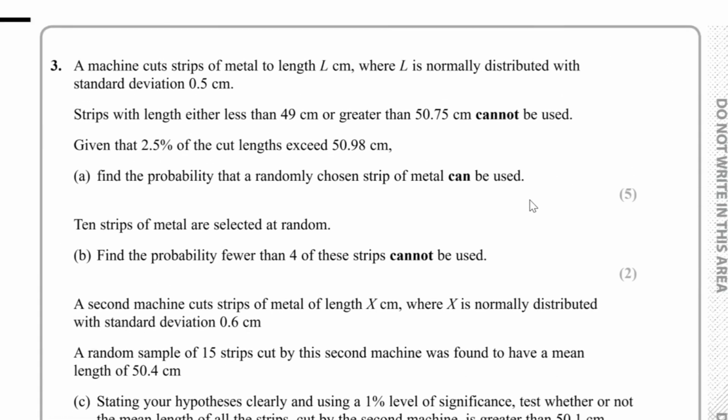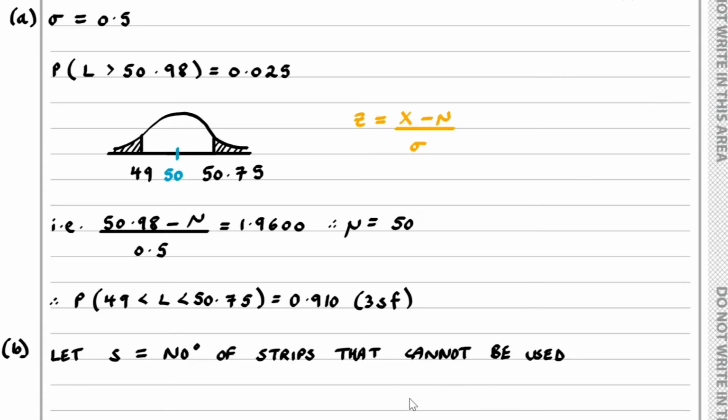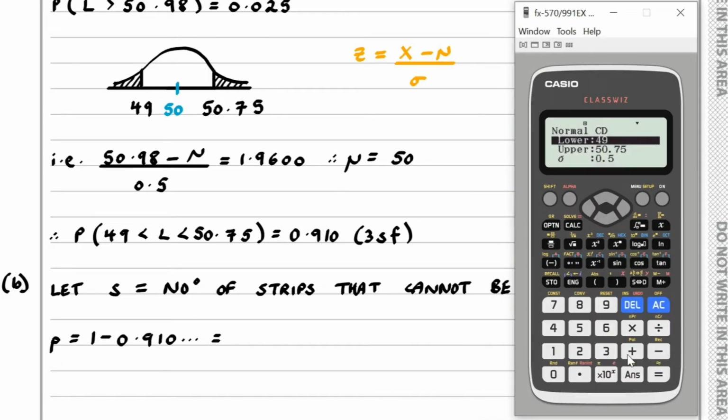And then for part B, 10 strips of metal are selected at random. We have to find the probability that fewer than 4 of these strips cannot be used. Well, if we say that S is the number of strips that cannot be used, the probability of this is 1 minus 0.910, etc. So, working this out, the probability that a strip can't be used is 0.0895.